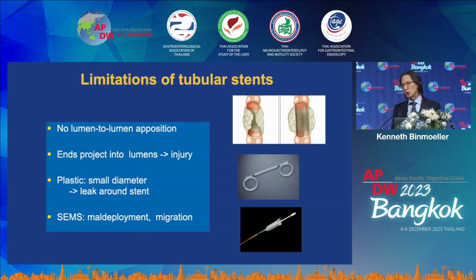We've been using tubular stents off-label for transluminal drainage for some time, but there is no lumen-to-lumen apposition. The ends project into the lumens, which can cause trauma, injury, bleeding, even perforation. If we use plastic stents, they have a small diameter, so there can be leak around the stent. If we use a SEMS, it may seal off the tract, but these are prone to mal-deployment and migration.